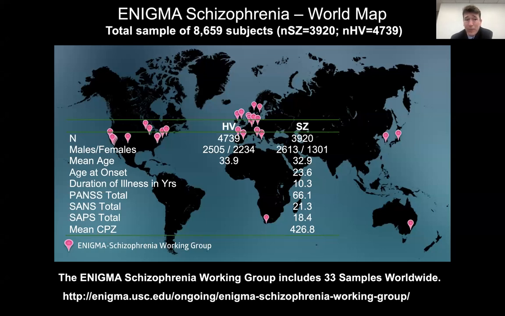And just to be specific about what's happening, people scan schizophrenia patients and controls at all these sites. They run FreeSurfer or another analytic pipeline on their data, and they separately run regressions that might ask whether any of the factors shown here influence the brain, and then they meta-analyze the data that comes out of it.